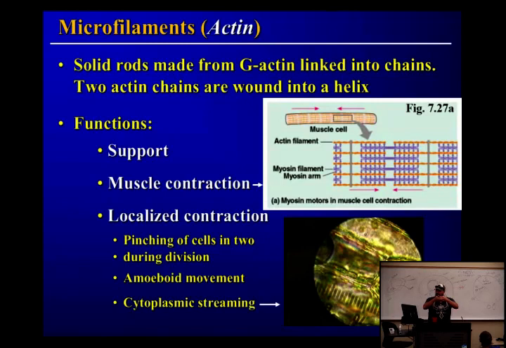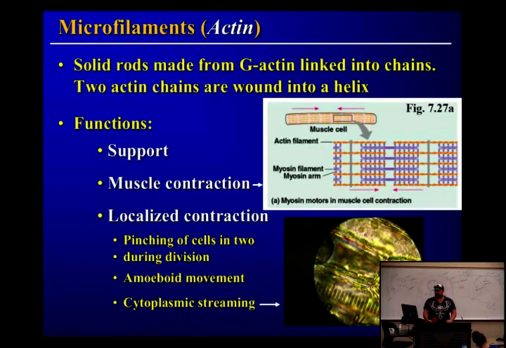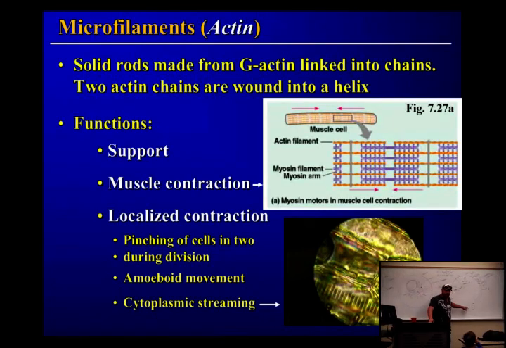And then when you want to put the pen down, you just go the other way, right? So those motor proteins literally walk. And that's how muscles work. So actin and myosin. So support, we talked about that. All of these are for support. Muscle contraction, and also it's involved in localized contraction. So one of those things is during the cell cycle, we want to make two cells. How do we get those cells to split into two?